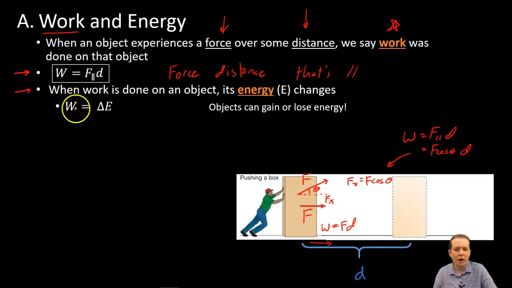When there is work being done on an object, sometimes the verbiage is a little weird. You might say work is done on an object. This person is pushing the box, work is done on the box. Well, think about it. If that box was at rest, all of a sudden, by pushing on it, it starts moving. Oh, now it's doing something. It seemed to have gained energy. So doing work caused the energy of that box to change.